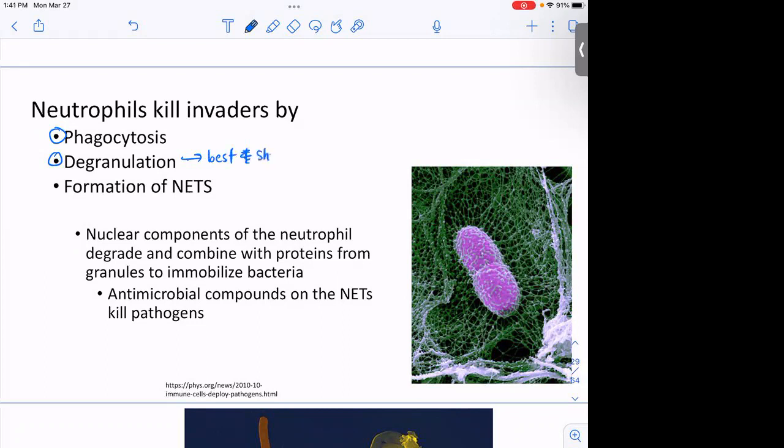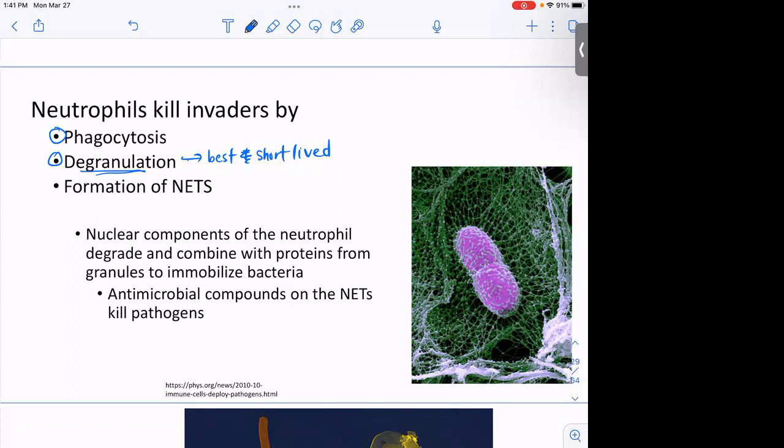Because when they degranulate and get rid of those digestive enzymes out in our tissues, that's going to be harming our tissues and our host cells, just like it would some kind of pathogen. So we want that cell maybe to degranulate, but not to keep degranulating extensively, because that's going to cause a certain amount of tissue damage. It's collateral damage as well.